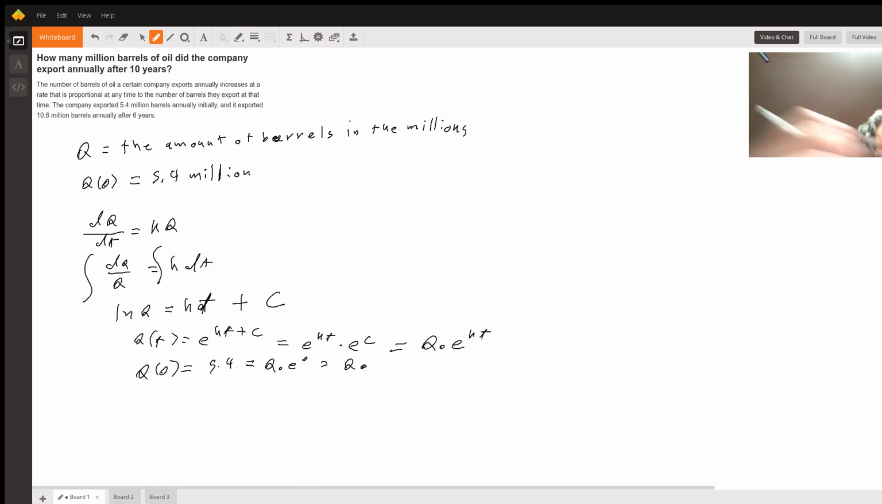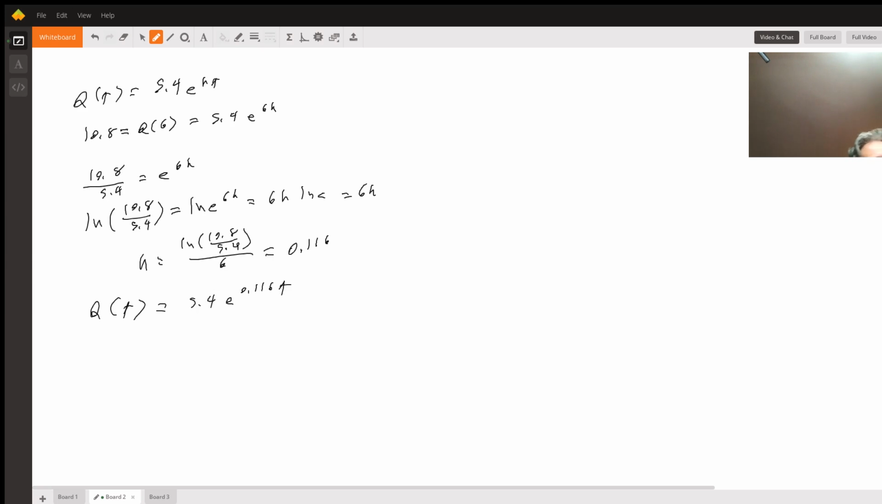So now we have an equation that tells us the number of barrels as a function of t in years, and how many they would produce over this time.